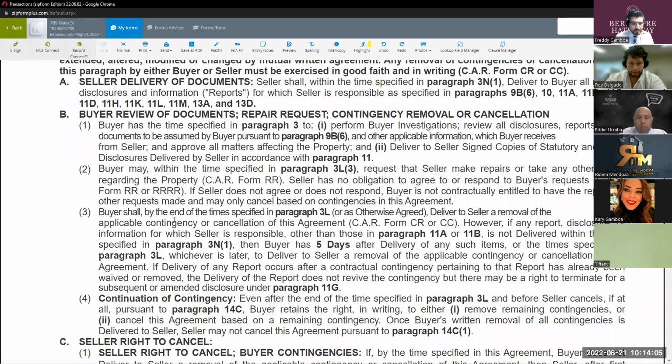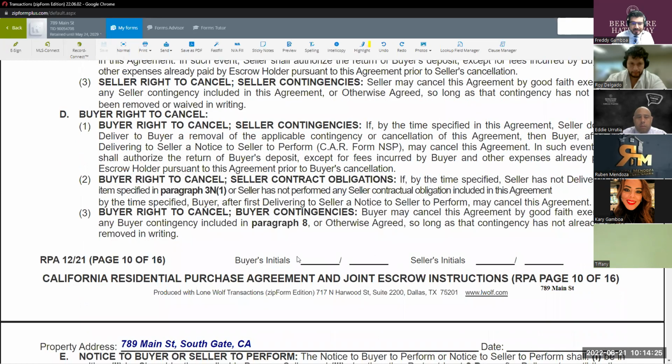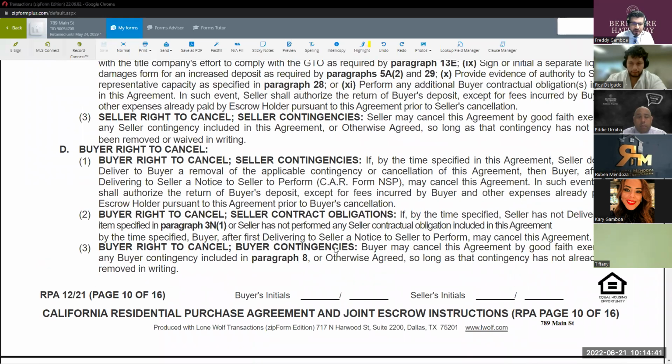So again, by the end of the time specified in 3L, the buyer delivers to the seller a removal of the applicable contingency or cancellation. So there's no way to say, well, Freddy, I never signed. Guess what? Your buyer did. This is page 10, and your buyer will most likely initial right here. By initialing every single page, they have read, fully comprehended, and understood what needs to be done on every single paragraph of the purchase contract. So there's no way around it.